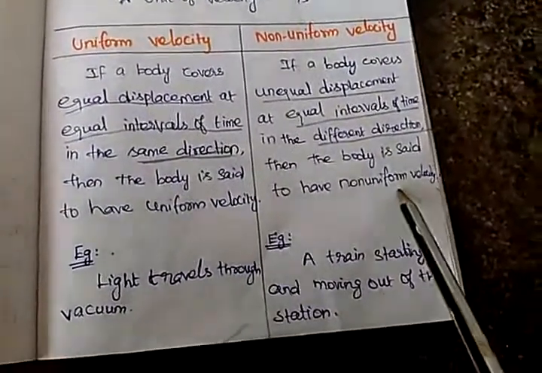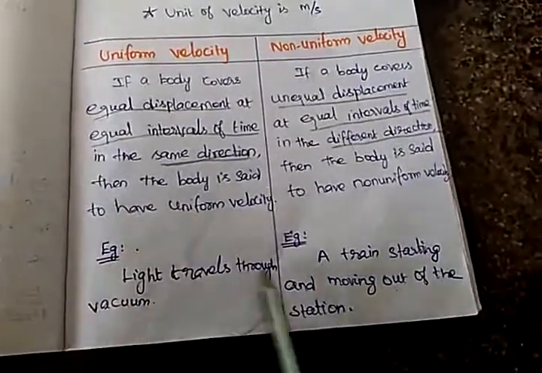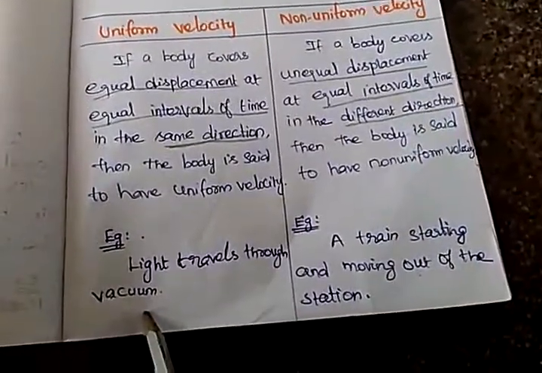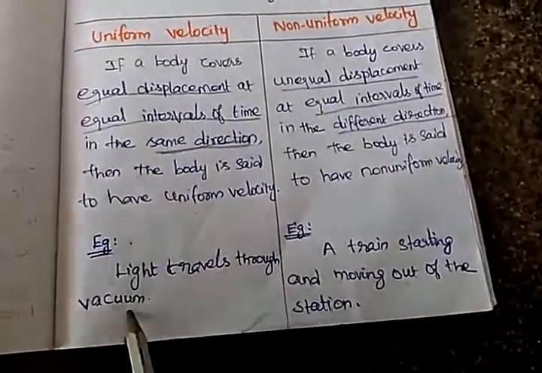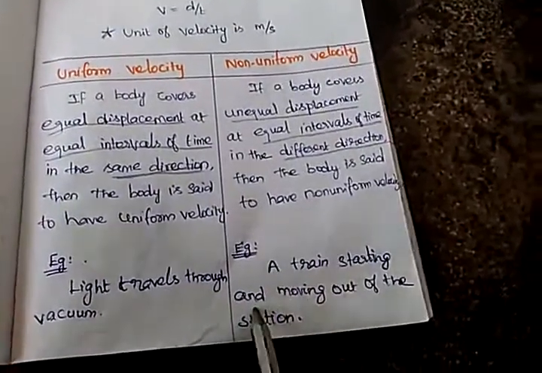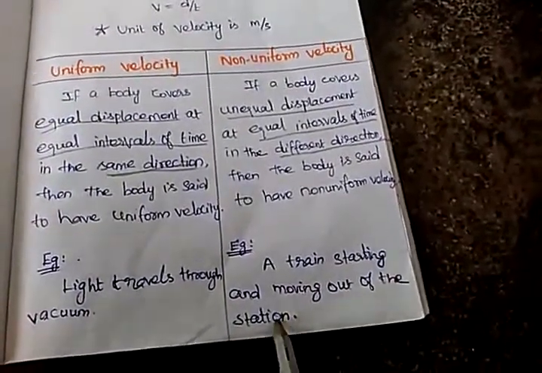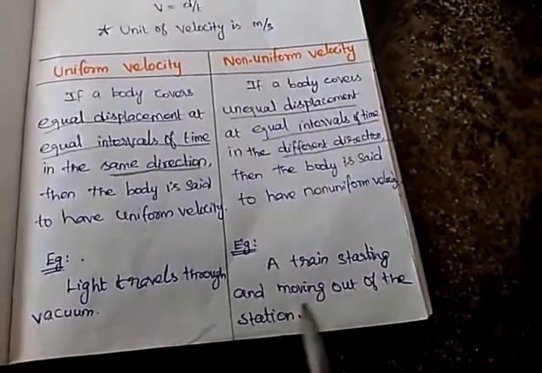Here we see one example of uniform velocity: light travels through vacuum. What is vacuum? Empty space. For non-uniform velocity, an example is a train starting and moving out of the station.